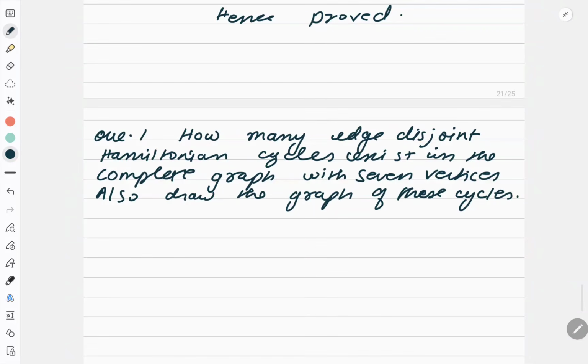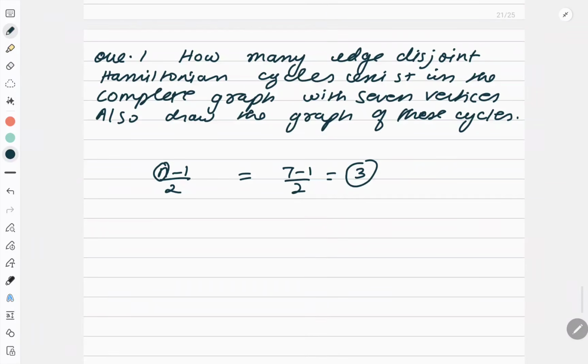Now see the question. How many edge disjoint Hamiltonian cycles exist in the complete graph with 7 vertices? Now if it is a 2 marker, then they will ask only the first part. So what I will do, I know that in a Hamiltonian cycle, that statement I'll write: n minus 1 by 2 disjoint cycles are there. Now what is the n given in this question? 7. 7 minus 1 is how much? 6. 6 by 2 is what? 3. Means 3 cycles.